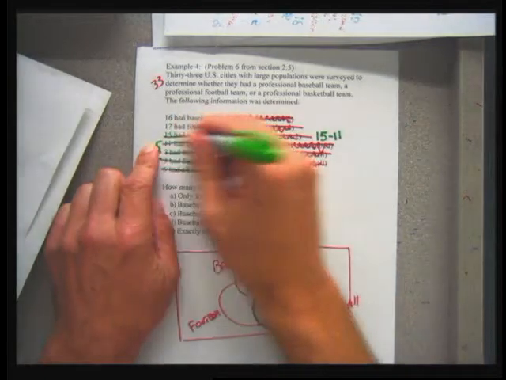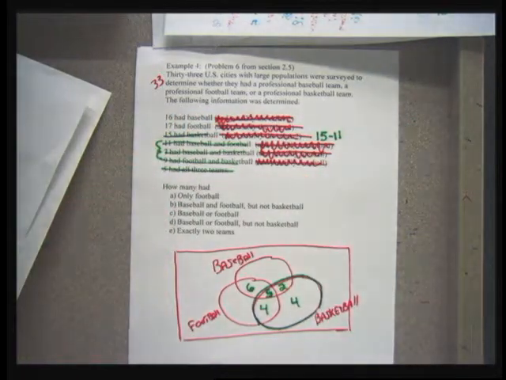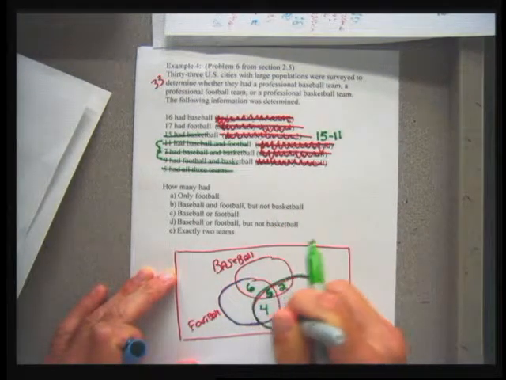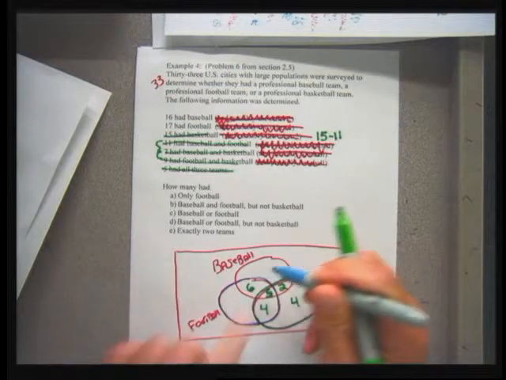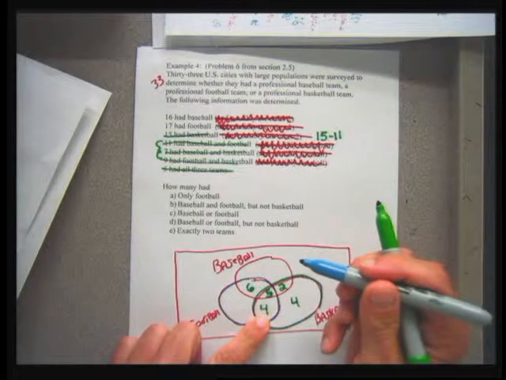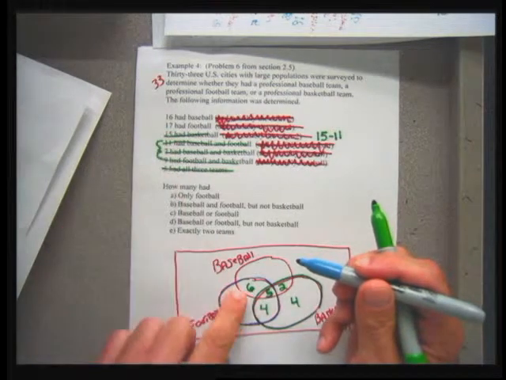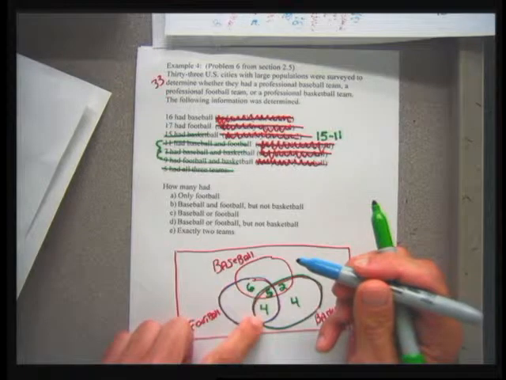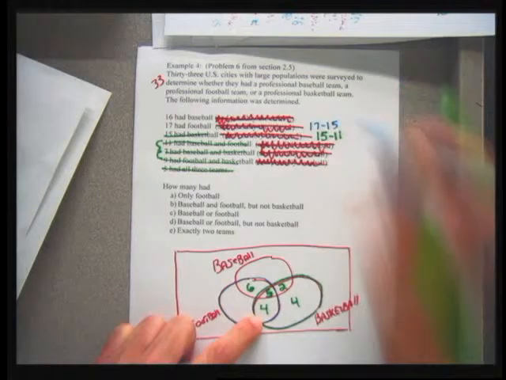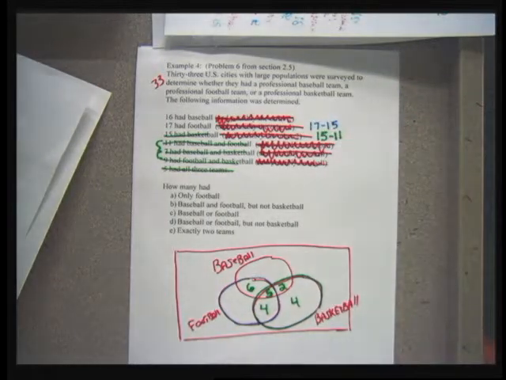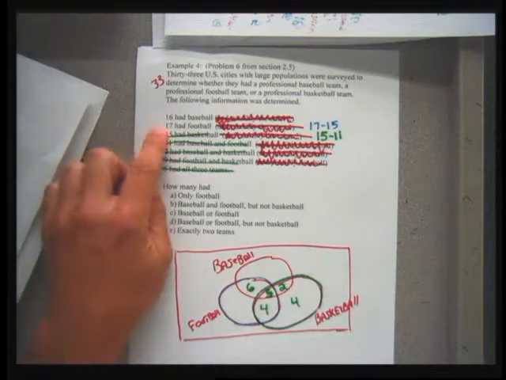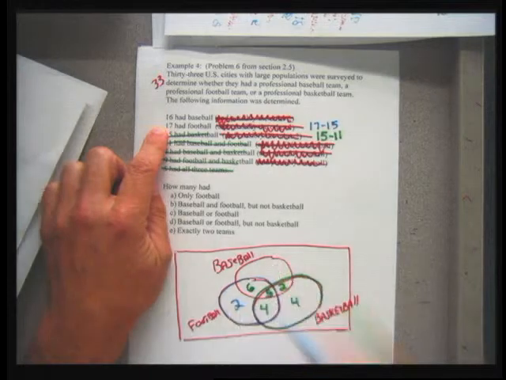I'm going to go up to the football only. Look at the football circle. There's 17 cities that were surveyed that had football, but that doesn't mean they have only football. 6 of those cities had baseball too. 5 had all 3. 4 had basketball too. So of the 17 cities, 6 plus 5, 11 plus 4 is 15. 15 of them had at least one of the other sports, possibly 2 of the other sports. So I need to subtract the 15 cities that have football and some other sports from the 17 cities that have football, and I get 2 cities with football only.